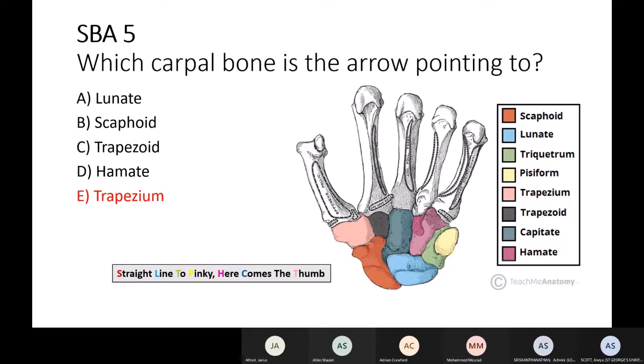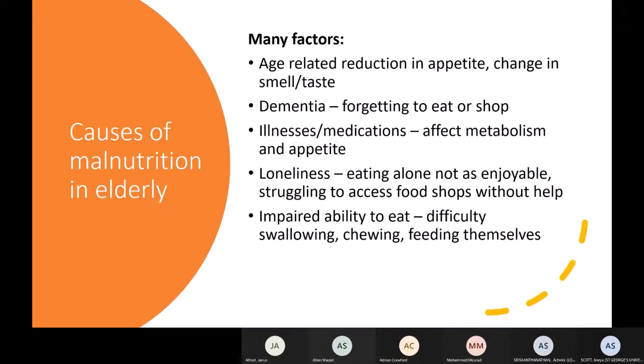But this is quite common anatomy that you need to just memorize, because it comes up really frequently. So we're going to move on now to a bit about malnutrition. There are many reasons why malnutrition is really common in the elderly. Some of the factors are an age-related reduction in appetite. Their basal metabolic rate drops quite a lot, and they're just not as hungry. Also their sense of taste and smell can change, which will give them less of an appetite. Also, dementia plays a big part, so they might forget to eat or forget to go shopping.